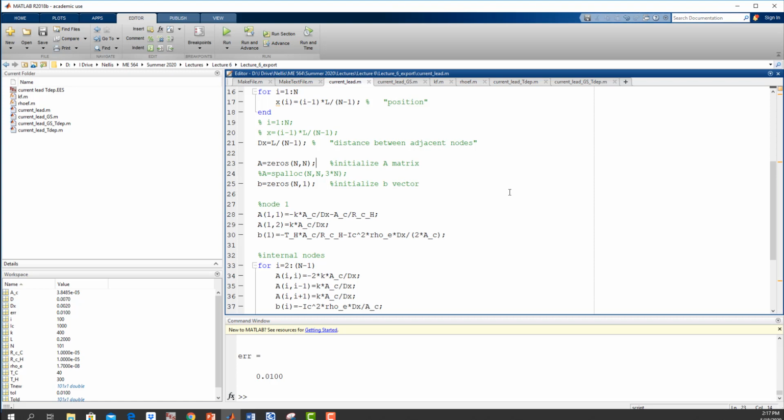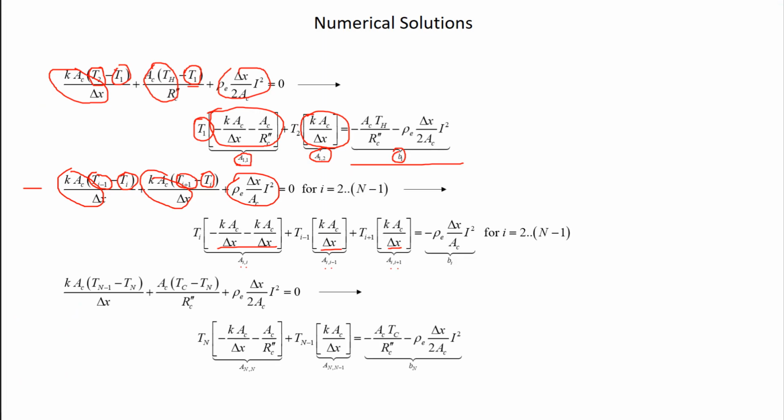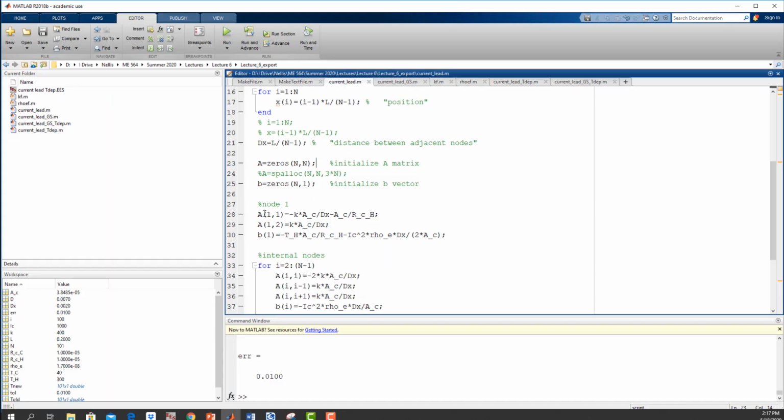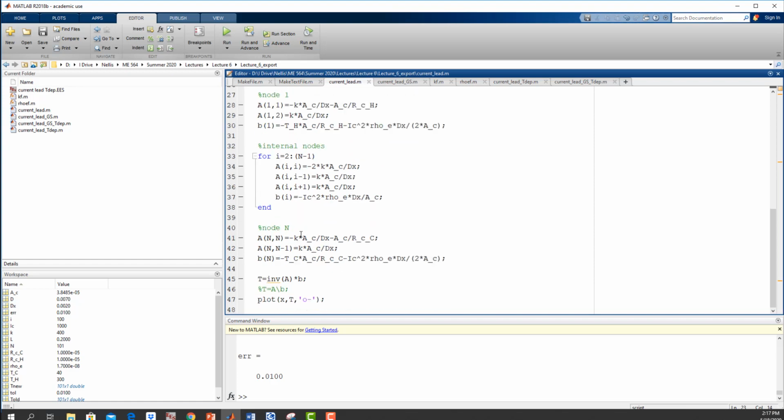So if I go through the equations that I derived, this first equation right here, this is A11, A12. So those are the only two non-zero elements in row 1, and then this is B1. So that ought to be exactly what I've done here. A11 is that. It's the coefficient multiplying T1 in equation 1. A12 is this, the coefficient multiplying T2 in equation 1. And then this is the constant. Same thing for all the internal nodes, and then node n. And then at the end, it's just a matter of taking the inverse of A and multiplying it by B.